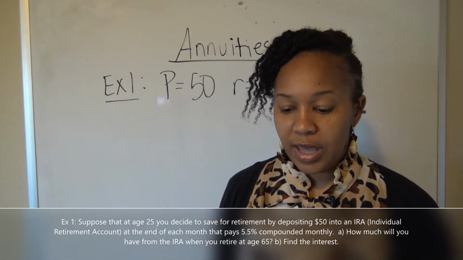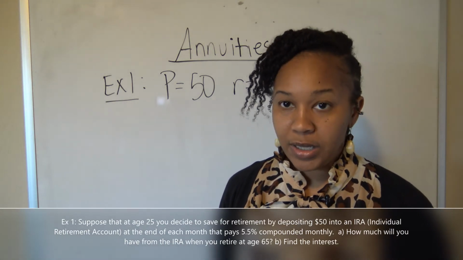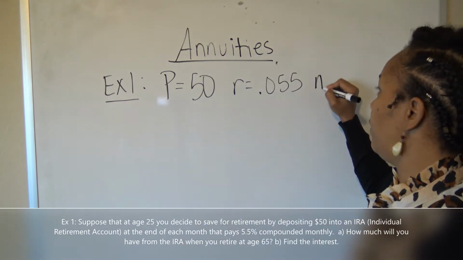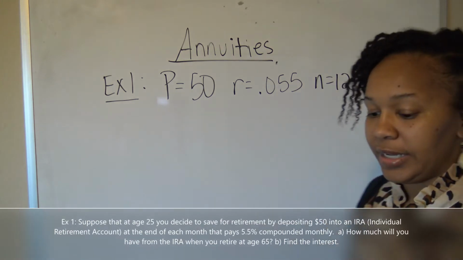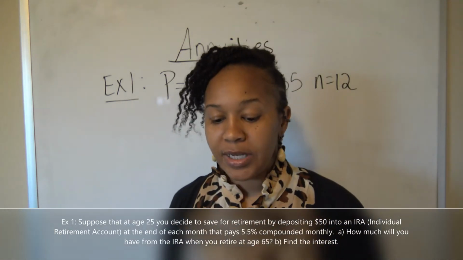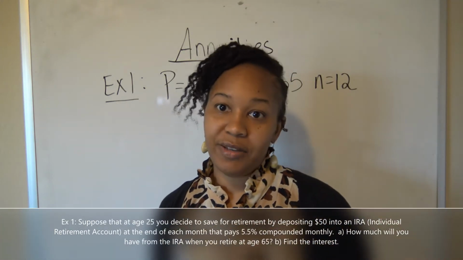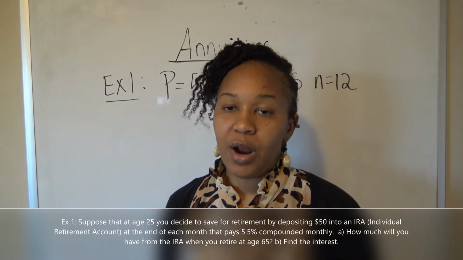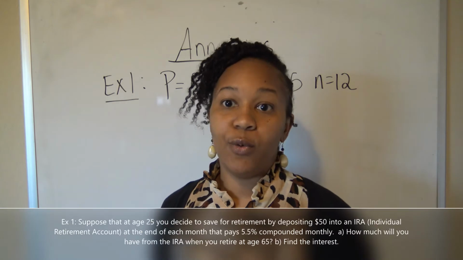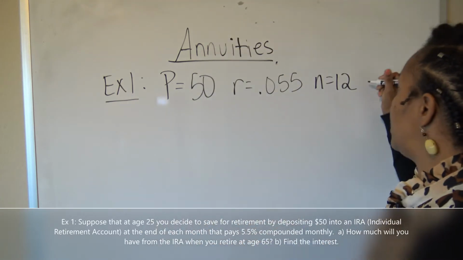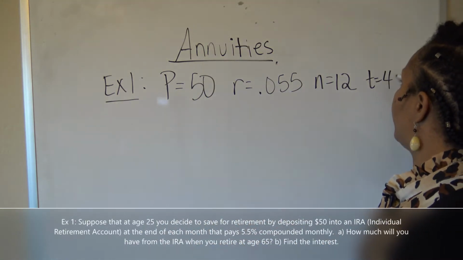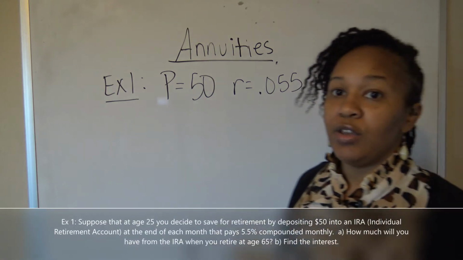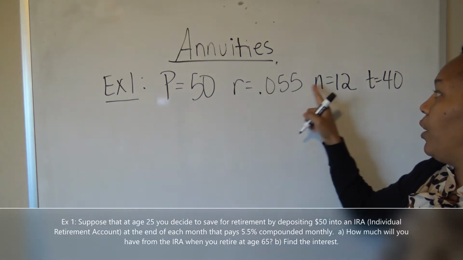It says that the interest is compounded monthly, so that means your N is 12. It doesn't tell you the exact time, but it does say you want to retire when you're 65. You start this when you're 25, so you're going to do this for 40 years. So your T would be 40. Now you have all of your variables: your P, your R, your N, and your T.